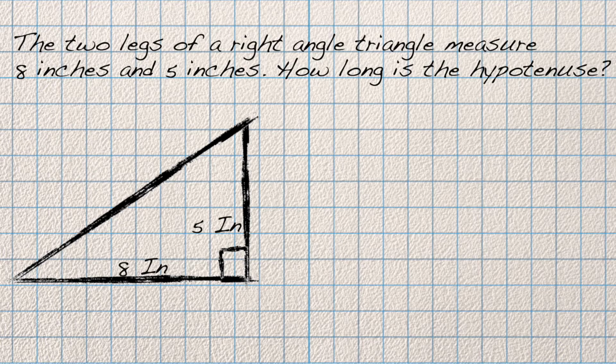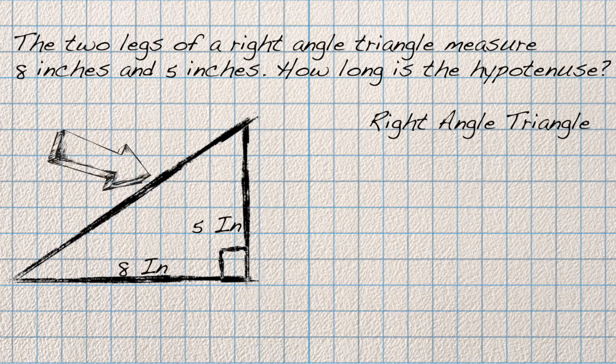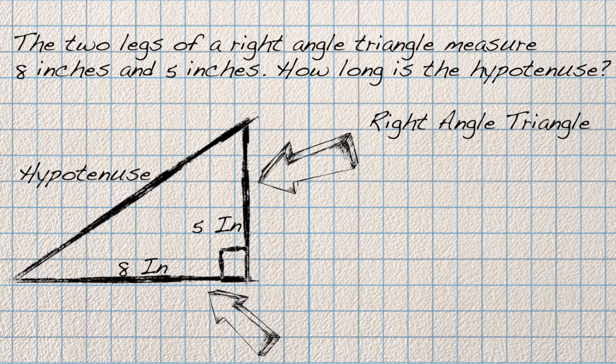Here is a right-angled triangle. This angle measures 90 degrees. So the side opposite to this angle has to be the hypotenuse. The other two sides are the legs.